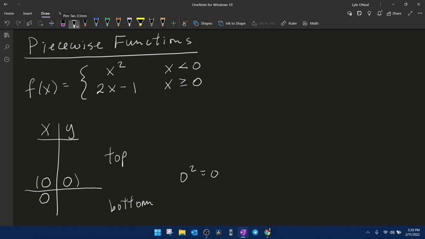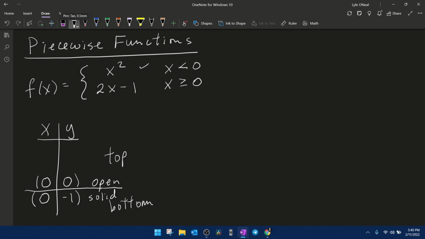0, 0. Notice according to the inequality, 0 does not technically fit there because 0 is not less than 0. And I'm going to designate this as open. On the graph, we will represent that point with an open circle because it's not actually a point on the graph. In the bottom piece, 2 times 0 minus 1 is -1, and that point will be solid. And the reason it's solid on the graph is because 0 does belong there. 0 is greater than or equal to 0, so that is an actual point on the graph.